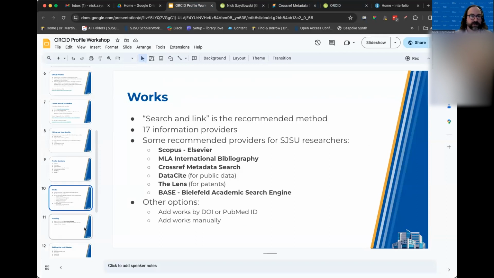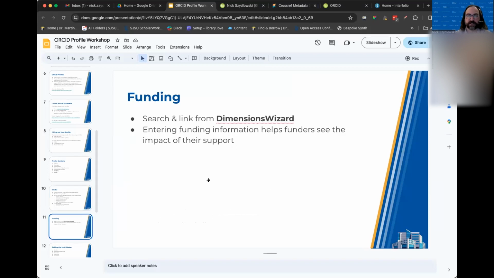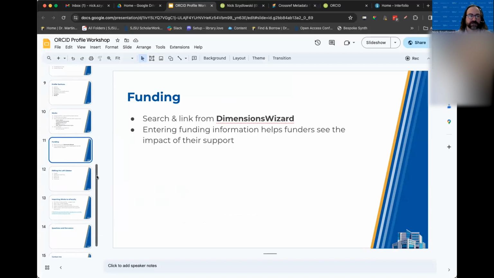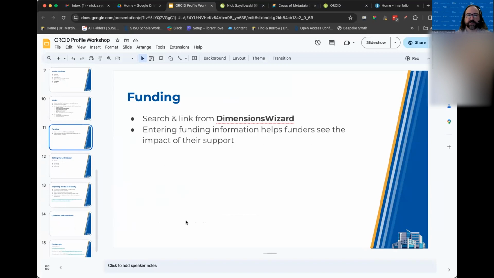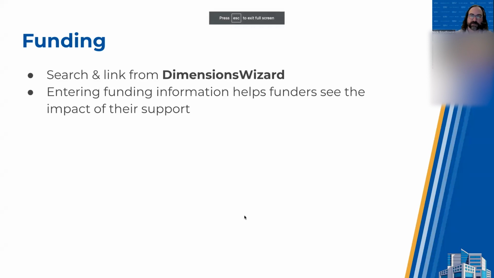The other area that includes a search and link option is the funding area. So you can search and link from a funding database called Dimensions Wizard. And so that's really helpful. And if you are someone whose research attracts funding, this is a good idea to do. It helps funders track and see the impact of their support, because having your funding and your publications on the same record will allow research information systems to connect those two things very easily and directly.